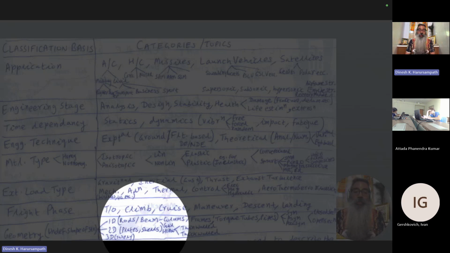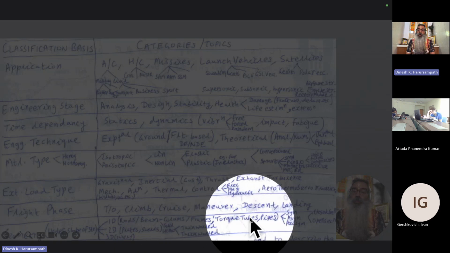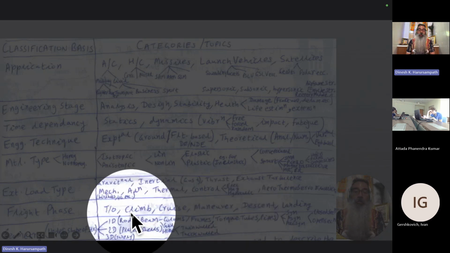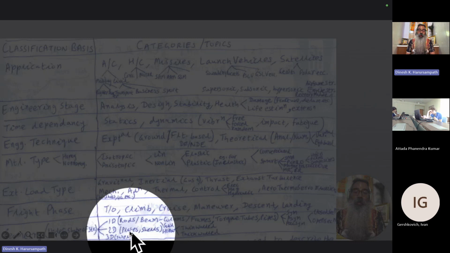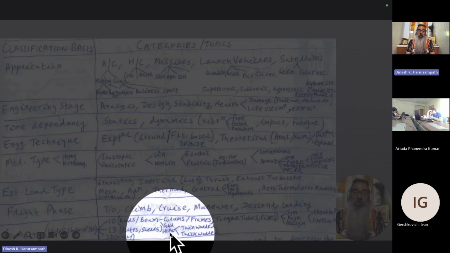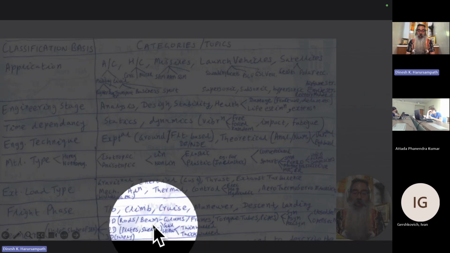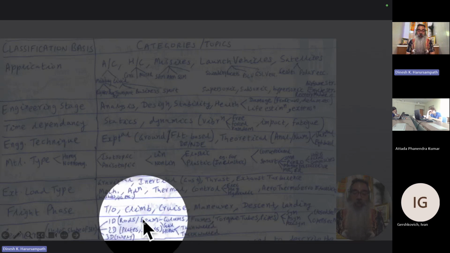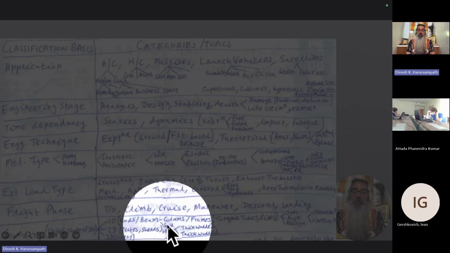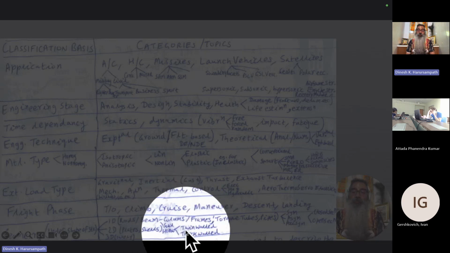Most of them will be either rods, beams, columns, frames, torque tubes, and pipes on the one hand, which are all 1D, or it will be plates or shells. So within rods and beams, you can have two types, which is solid or hollow cross section.